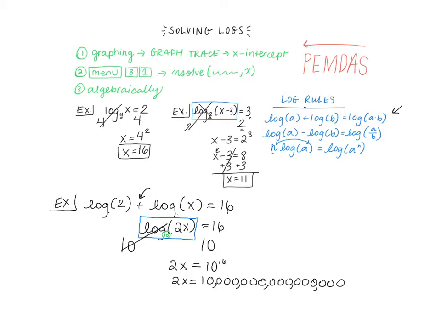All right, in this case, to finish up, I see that I have this 2x. I want x alone, so I need to divide both sides by 2. And the number that I get will be my answer.